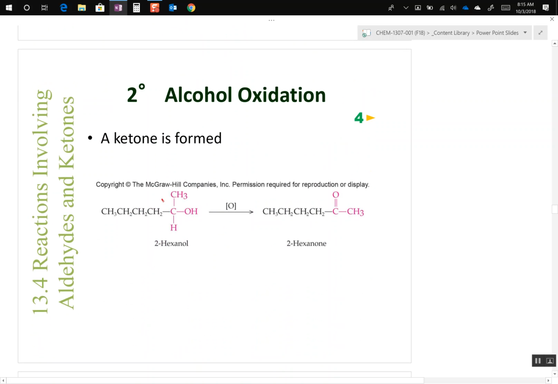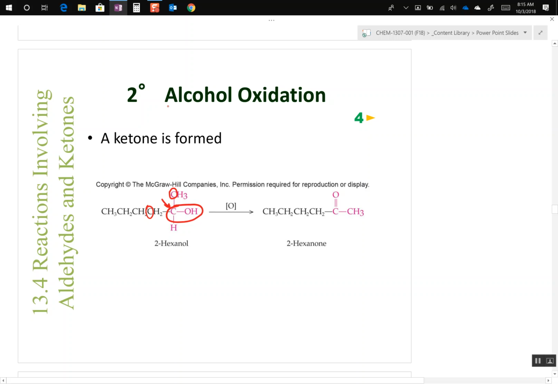This is not a primary carbon. Count the number of carbons attached to it. It has two other carbons attached to it. So that means it is a secondary carbon, which makes this a secondary alcohol. Okay, so this is a secondary alcohol.